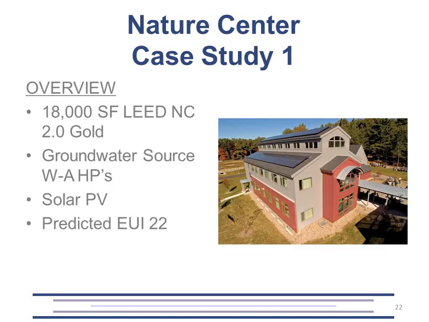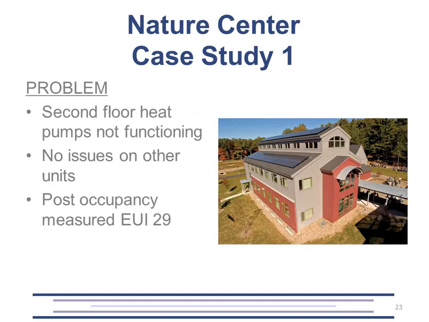So this first case study is an 18,000 square foot nature center that achieved LEED New Construction 2.0 Gold. It was built with groundwater source, water-to-air heat pumps, package units throughout the building, had a rooftop solar PV system, and it had a predicted EUI of 22. Upon building turnover, it was discovered that none of the second floor units were working. None of the other units had any problems whatsoever, but the second floor was constantly tripping off. Eventually, we found out that the corrected and measured EUI was 29.